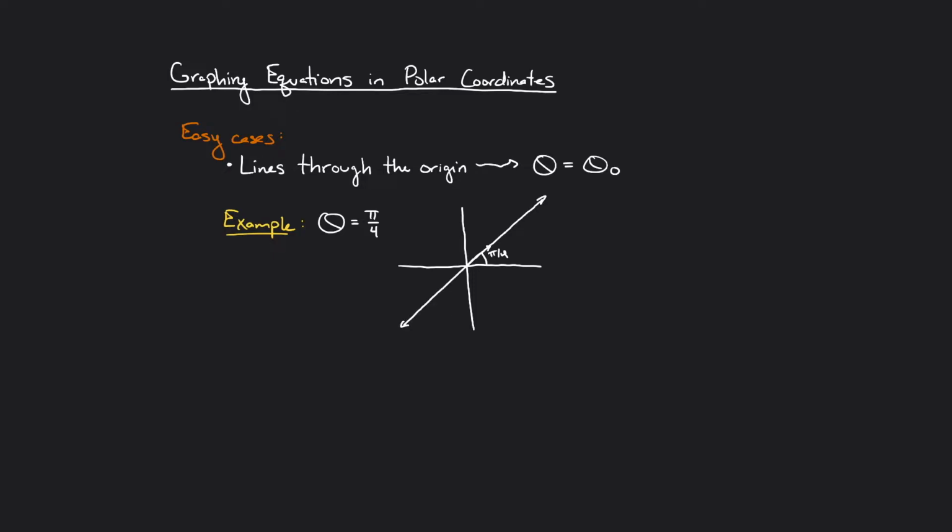It turns out that this line has slope 1, and so this is the equation y equals x in Cartesian coordinates.